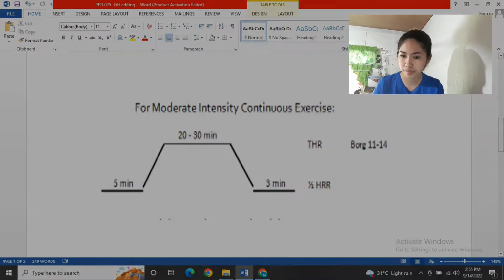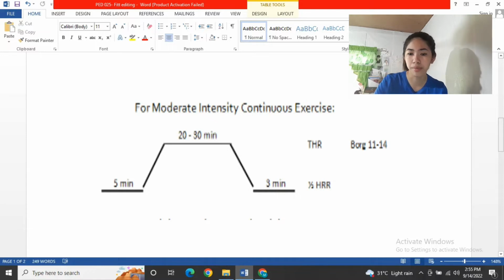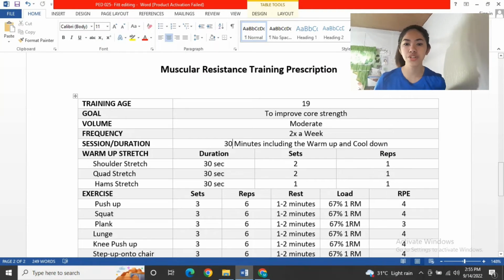Okay, so this is my format, or the figure that I will follow in doing the moderate intensity continuous exercise. We have from the start of a warm-up, which is 5 minutes, until doing the exercise, which is 20 to 30 minutes, but I will usually do 23 minutes, in total 30 minutes in all. So I have 3 minutes for the cool down. For the second part, which is the muscular resistance training prescription.